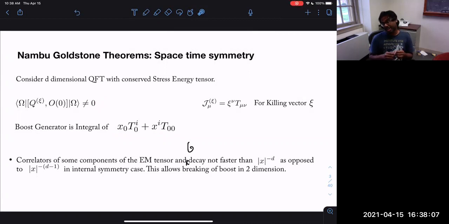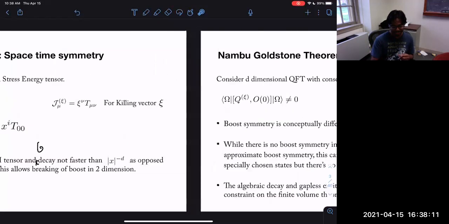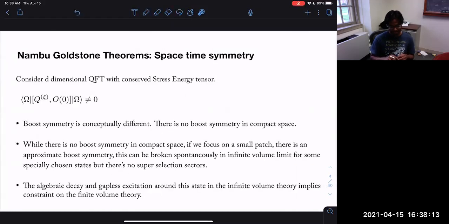Nonetheless, the breaking of boost symmetry is conceptually very different in the following sense. Suppose you take a theory on a finite volume, so you have a cylinder R times S^(d-1). There you are inherently breaking the symmetry between time and space. So in some sense, there is no boost symmetry if you put the theory on a finite volume. It only arises in the infinite volume limit.